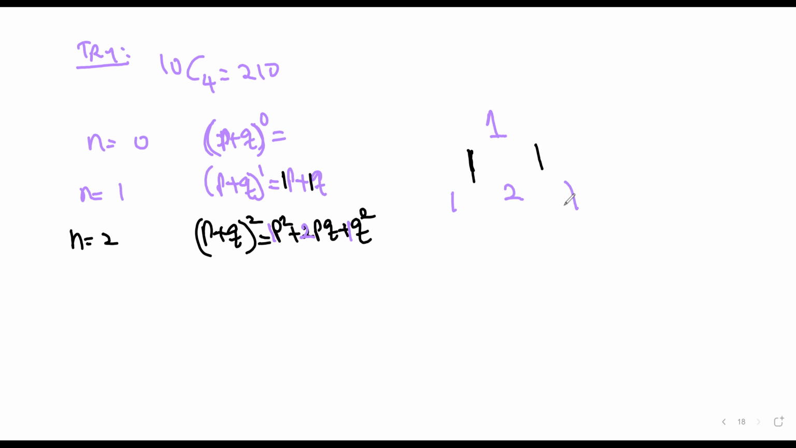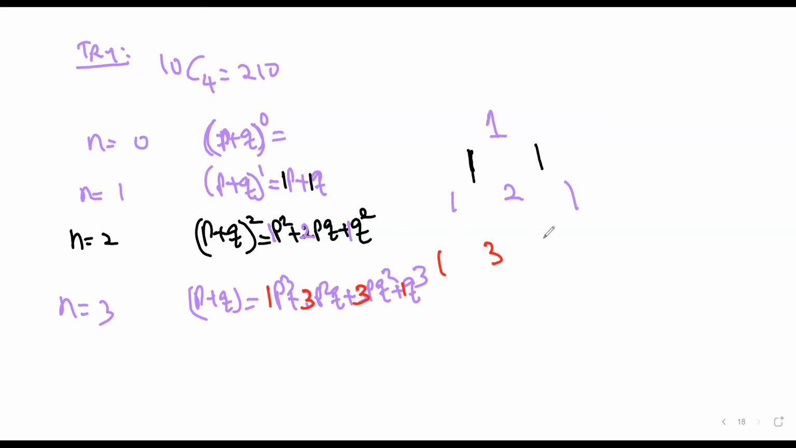Then when n is equal to 3, (P plus Q) cubed is equal to P cubed plus 3P squared Q plus 3PQ squared plus Q cubed. And the coefficients here are 1, 3, 3, 1. So you put them here, you get 1, 3, 3, 1. So it forms what you're calling a Pascal's triangle. It can continue for very many trials.